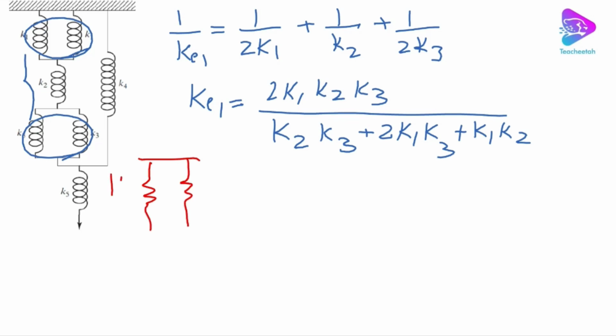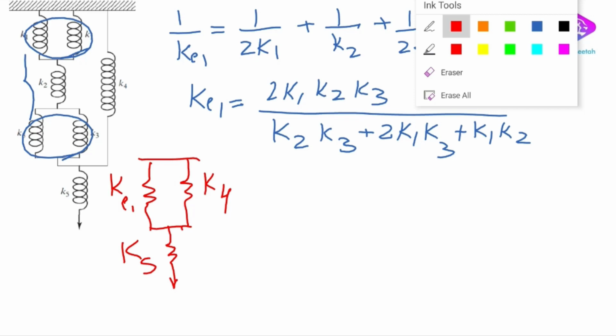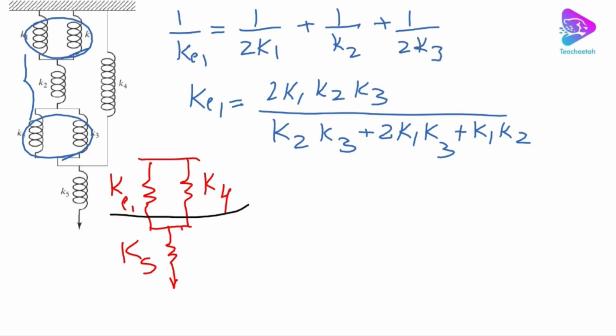Now the system is simpler and we can draw it as this. We have KE1 and then we can use K4, so we don't have to use E here. So we have basically K4 and then we have K5, right? So now we have 2 springs on top which are connected in parallel, which makes it easier for us. So these 2, we're gonna use KE2 instead. So we get this system, right?